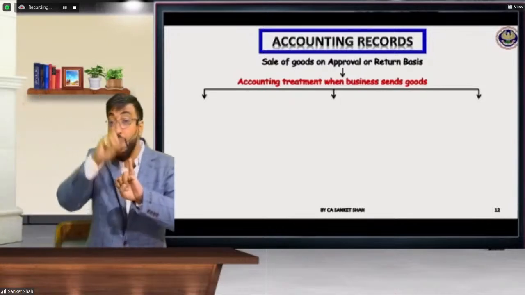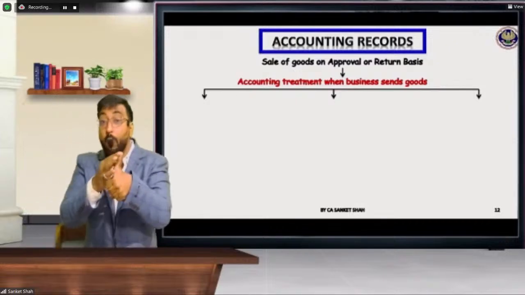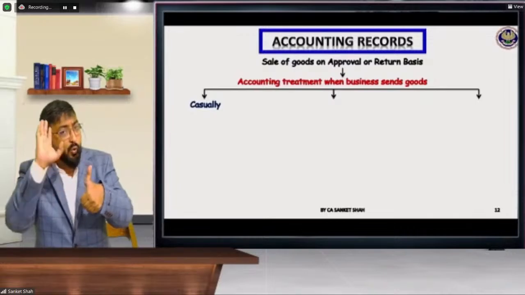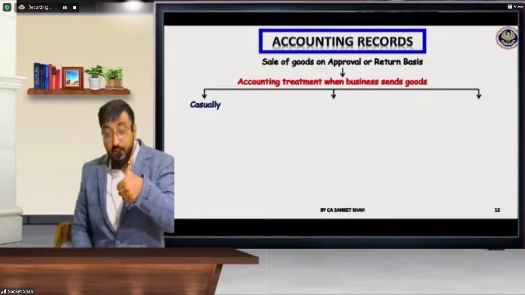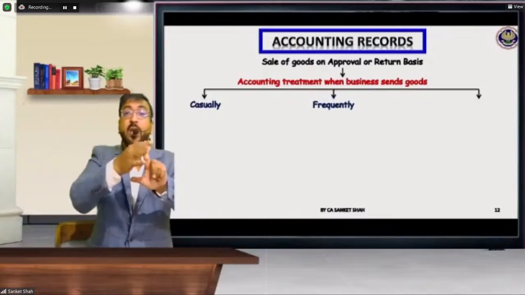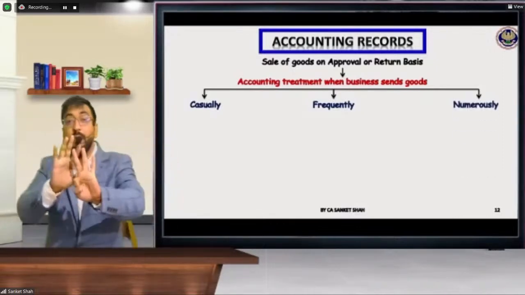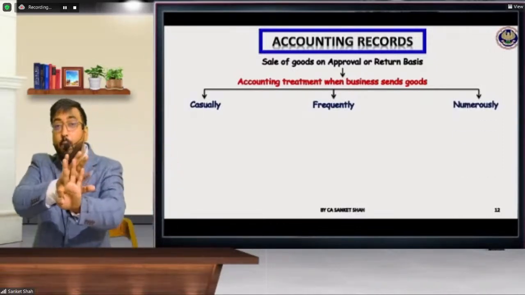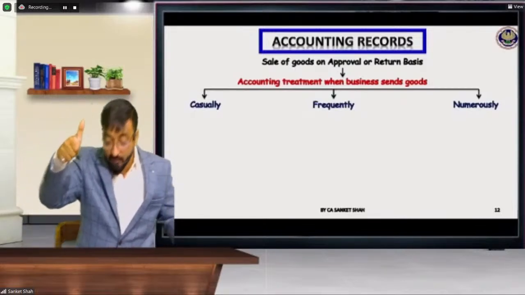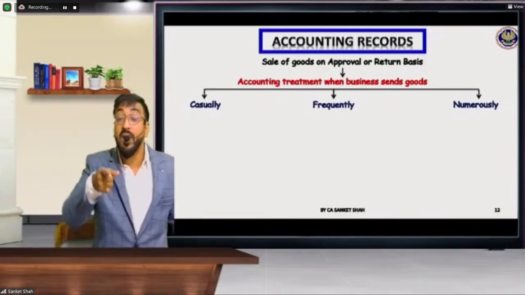First approach, everyone has to write it in the comment section. 3 parts, and I am going to explain the 3 parts. Number 1 is a casual approach. I'm going to explain it. Only try to understand the names. Number 2 is a frequent approach. And number 3 is a numerous approach. Yes beta, what is number 1? Tell quickly. Casual approach. Number 2 is a frequent approach. Number 3 is a numerous approach.